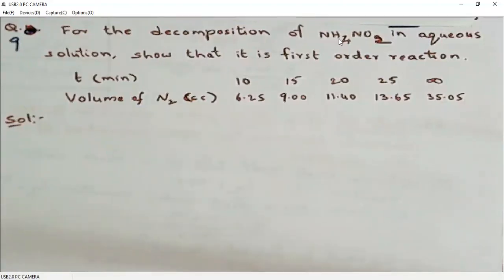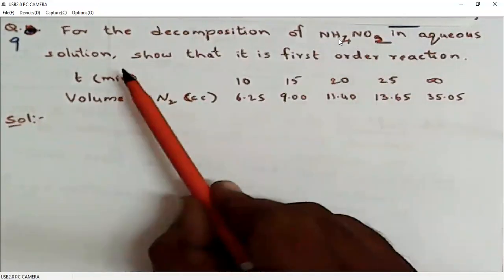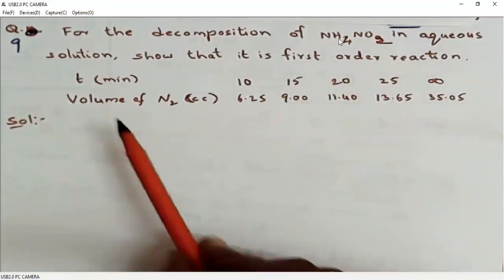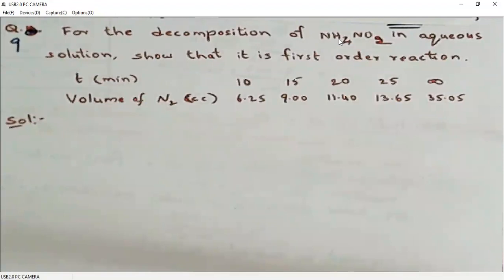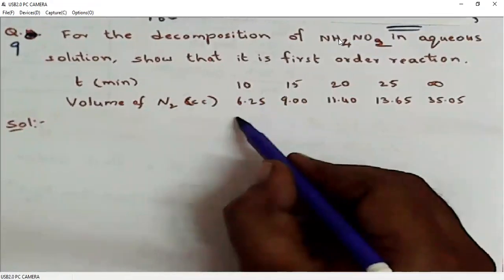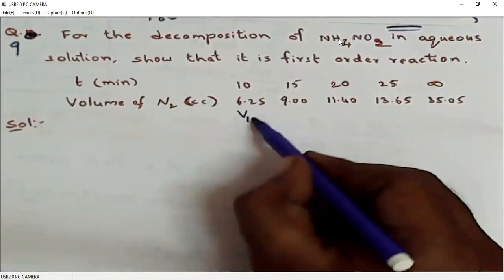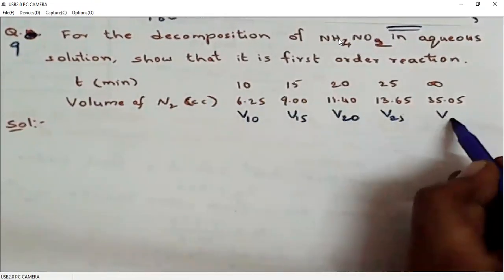Now we will see a similar problem for the decomposition of ammonium nitrite in aqueous solution. Show that it is a first order reaction. So again, time and volume of nitrogen were given. Right. So for this, T0 is missing. So that means we don't have V0. So this is V10, this is V15, this is V20, this is V25, this is V infinity.